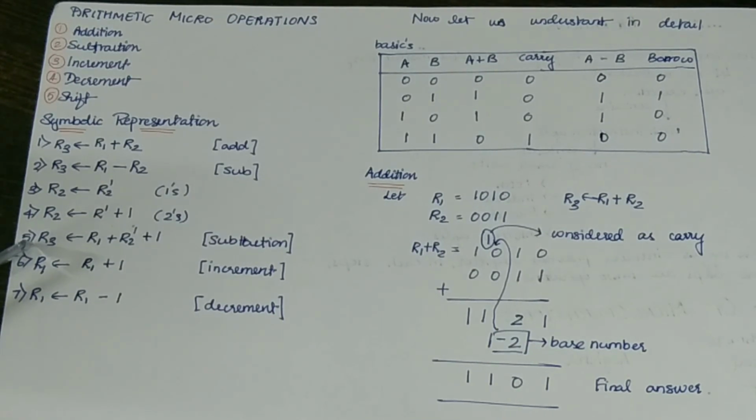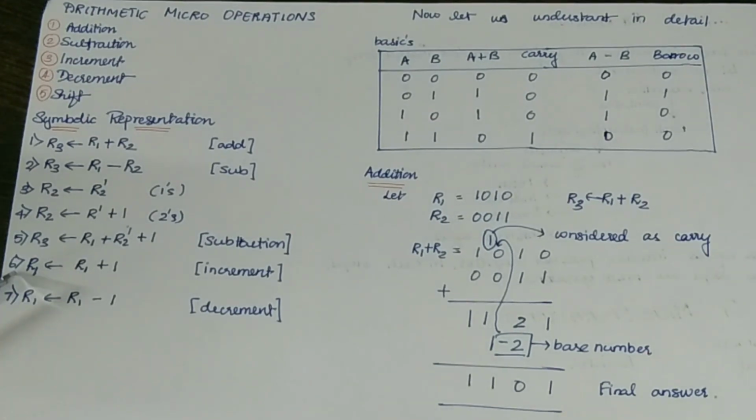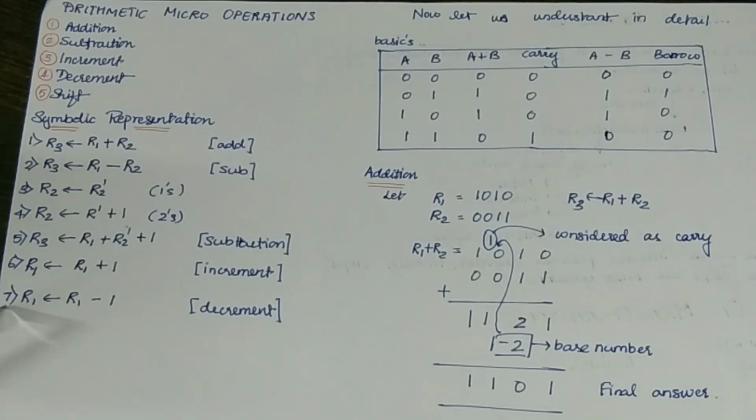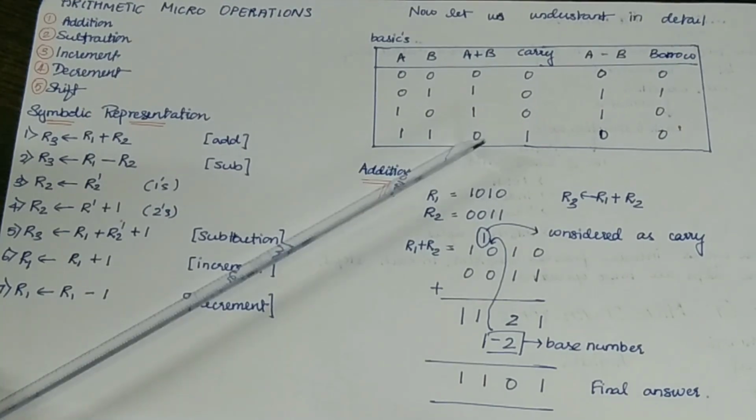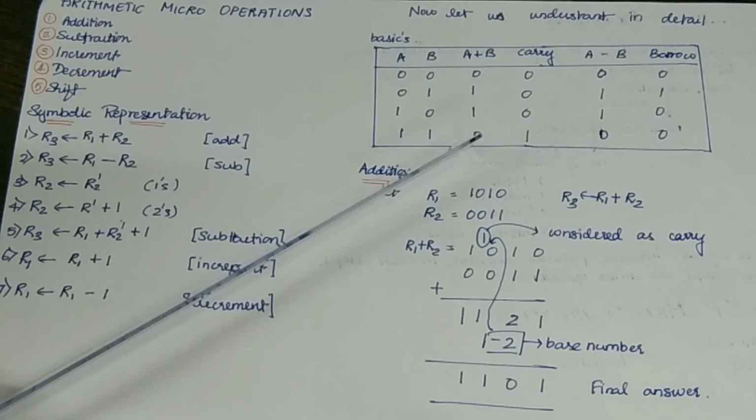Subtraction is represented using twos complement, where the addition is performed using the twos complement of the negated binary bits. Increment is basically adding 1 bit binary number. Decrement is subtracting the 1 bit binary number. Now let us understand the basics of addition and subtraction. This truth table represents the addition of two binary bits and subtraction of two binary bits.